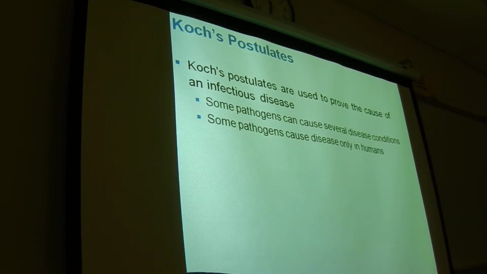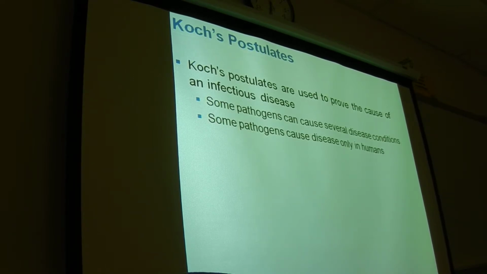So there's a couple of, what do you want to call them? Problems, issues with doing these tests. There are two pretty big ones that can cause this to be confusing. So one is some pathogens can cause several disease conditions. A single bacteria strain can cause a different form of the disease in various people depending on their immune system and their genetic makeup.